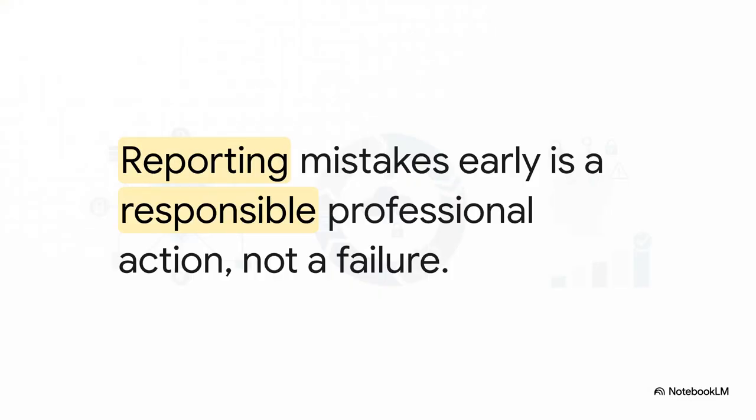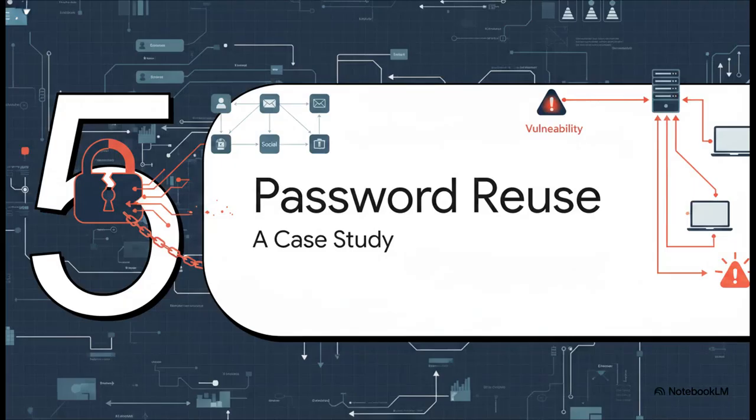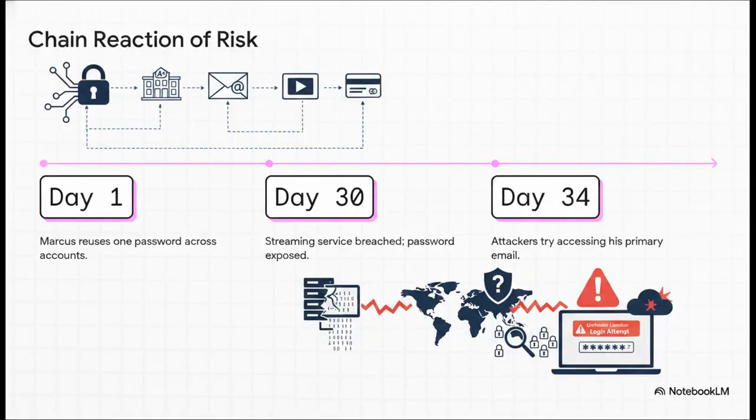And this leads us to a really crucial piece of workforce readiness: knowing exactly when to ask for help. Security problems escalate rapidly when users try to hide their mistakes out of embarrassment. Owning up to a mistake, like reporting a clicked phishing link early, is a responsible professional action. It is absolutely not a sign of failure. And finally, Section 5, Case Study on Password Reuse. Let's ground all this theory by looking at a real-world chain reaction of risk.